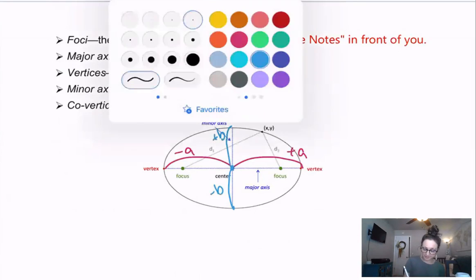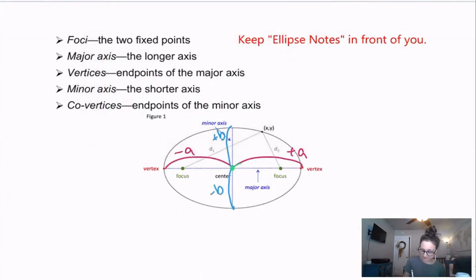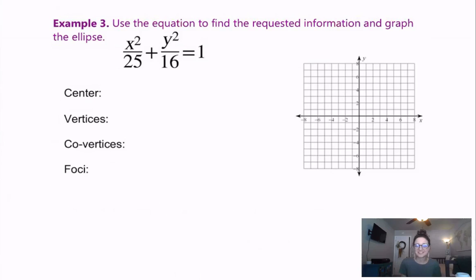And then to get to your foci, you add and subtract C from your center. Now notice C is not anywhere in your equation, so to get C, look at where it says Pythagorean relation. You've got A squared equals B squared plus C squared. Once you've got A and B, you can find C using that equation. So let's practice some together. Will you copy my screen and then we will try this together?